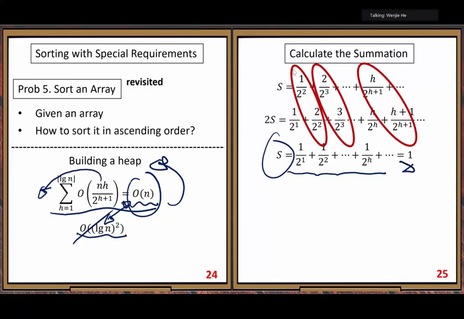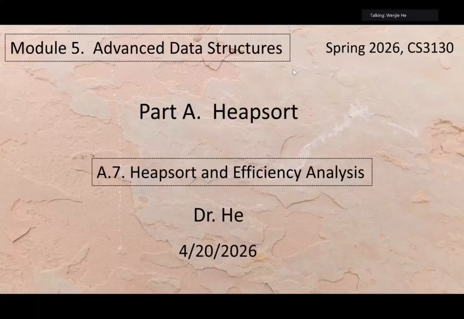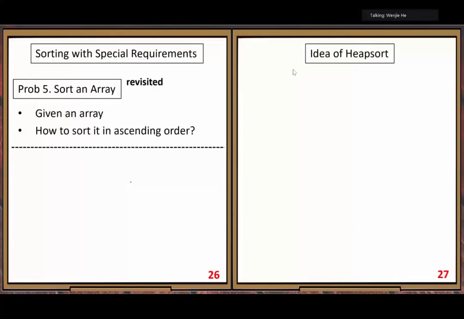All right. Then the last question, 8.7, heap sort efficiency analysis. So we have a few minutes. So let me just do one slide. The remaining 1 or 2 slides we can complete next time. Idea of heap sort. Key observation. So now we're ready to run the heap sort. That's the last step.